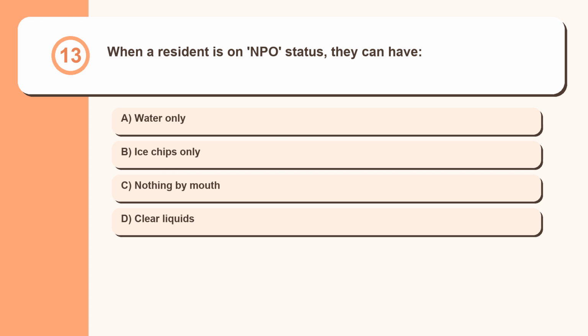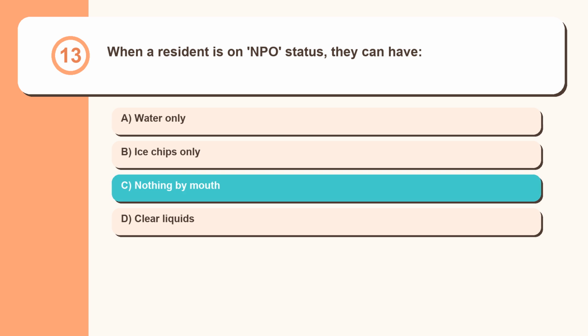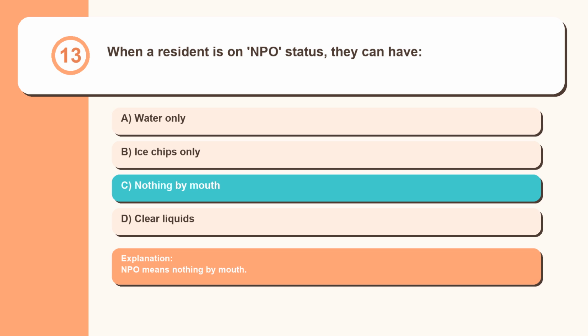Question 13. When a resident is on NPO status, they can have water only, ice chips only, nothing by mouth, clear liquids. Answer: NPO means nothing by mouth.